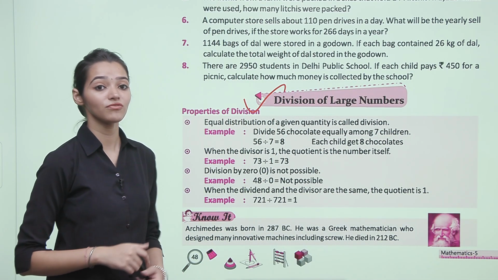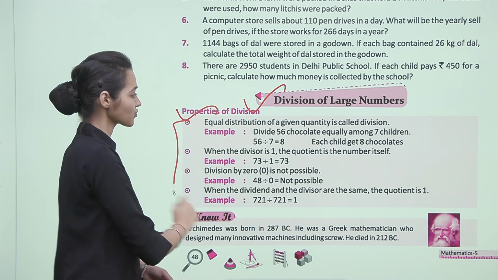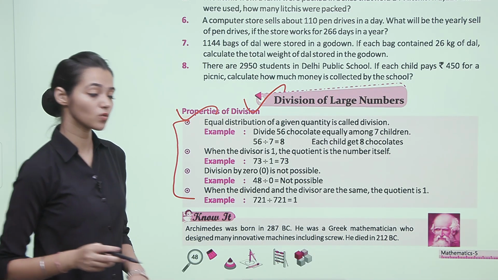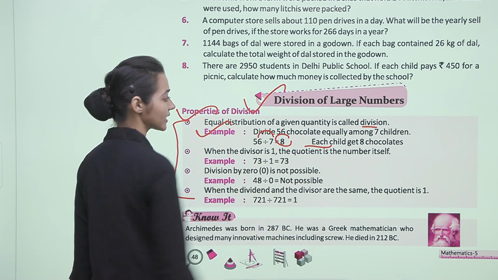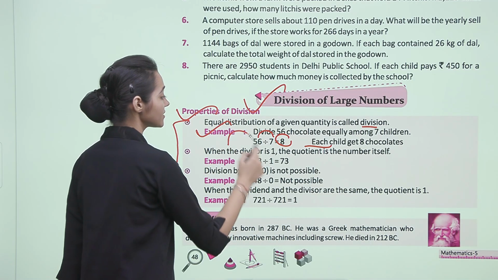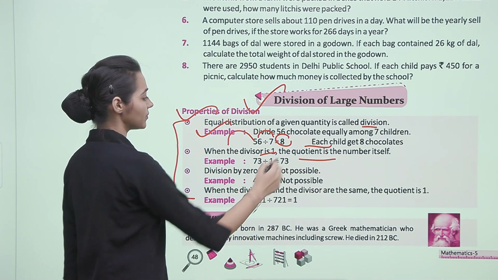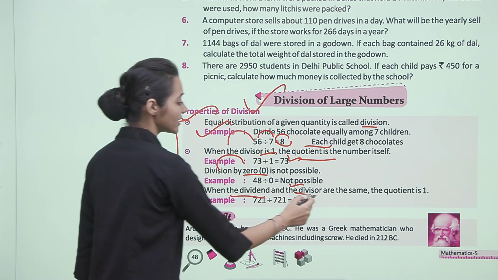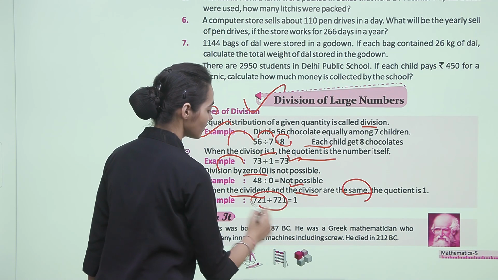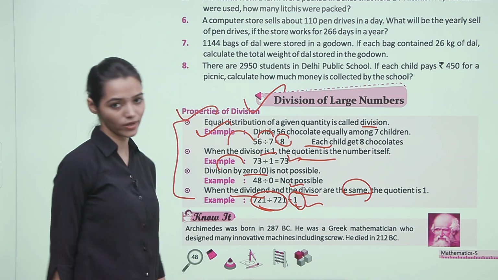Now next is our division of large numbers. Let's look at the properties of division. Equal distribution of a given quantity is called division. For example, we have to divide them so that each child gets 8 chocolates. When the divisor is 1, the quotient is always the number itself. Division by 0 is not possible. When the dividend and divisor are the same, the quotient will always be 1.